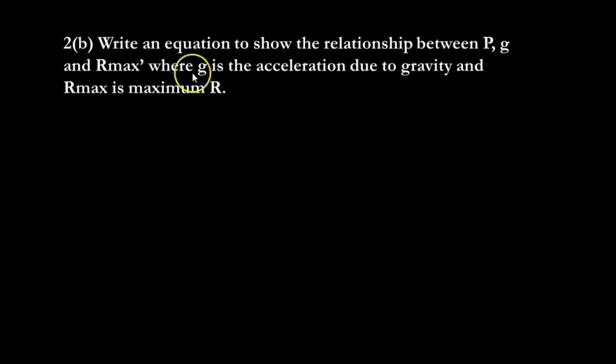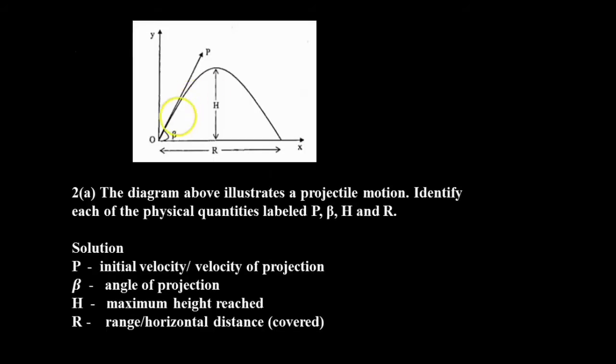Now 2b, write an equation to show the relationship between P, g, and R max, where g is the acceleration due to gravity and R max is maximum range. Let's go back to the diagram so I'll show you something. Here we have range, and this is the horizontal distance covered. Range is maximum when this beta or angle of projection is equal to 45 degrees.